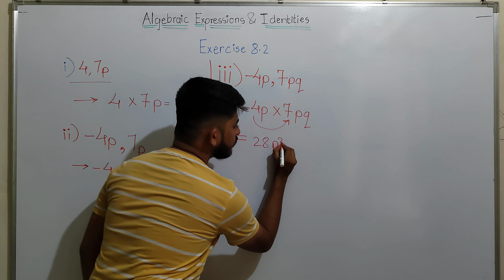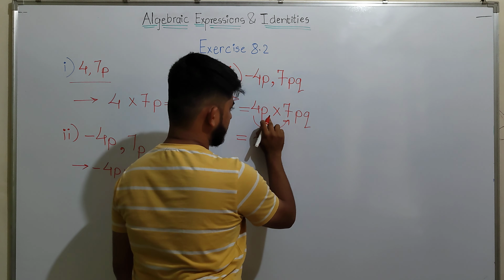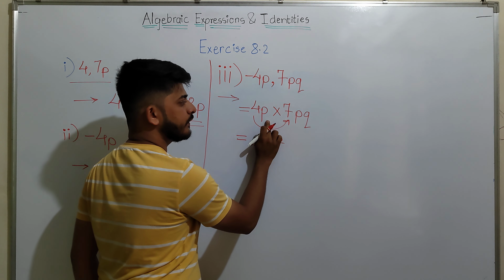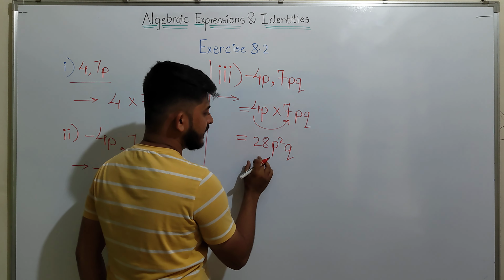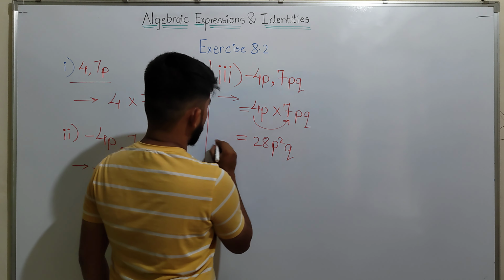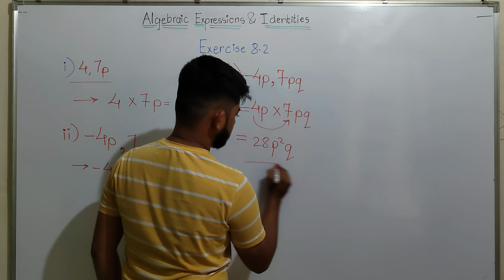Do we have q over here? No, we don't have. So write q as it is. So the answer is 28p square q. This is the required answer.